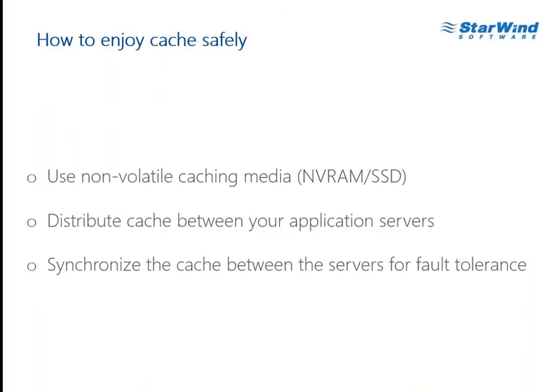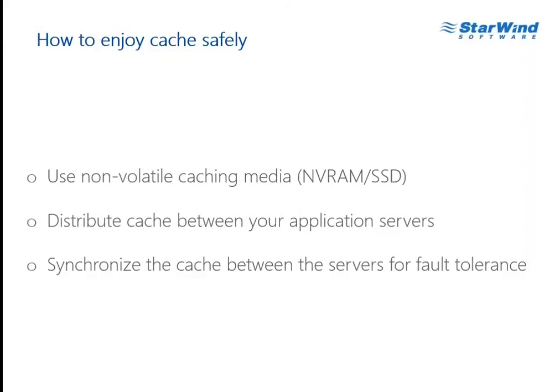Then a bit more interesting way to do your caching is to distribute it between your application servers. Let's say you run a cluster and you have part of the cache on one node, part of the cache on the other node. So you can actually play around with that to get more performance and still benefit from the caching. But the ultimate idea is to keep all of your cache synchronized between the servers for real cache fault tolerance.